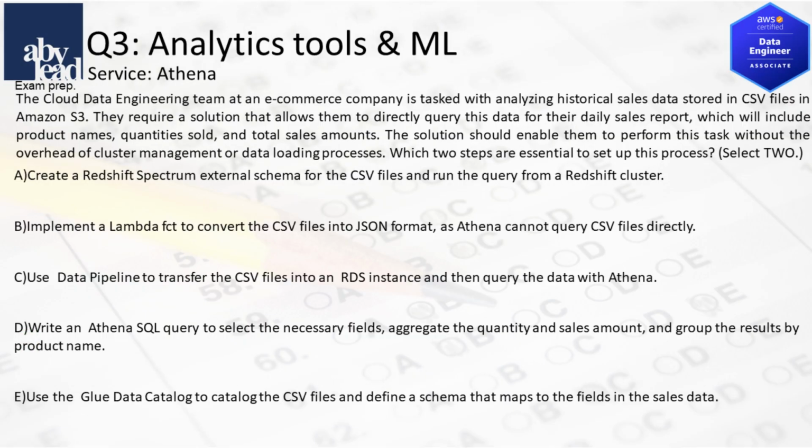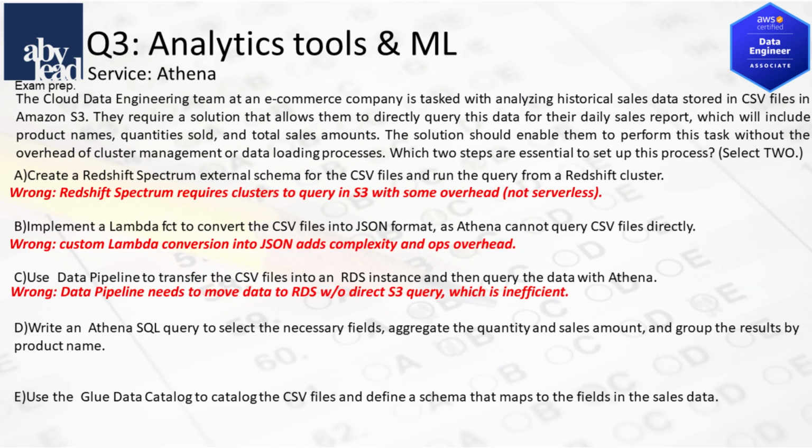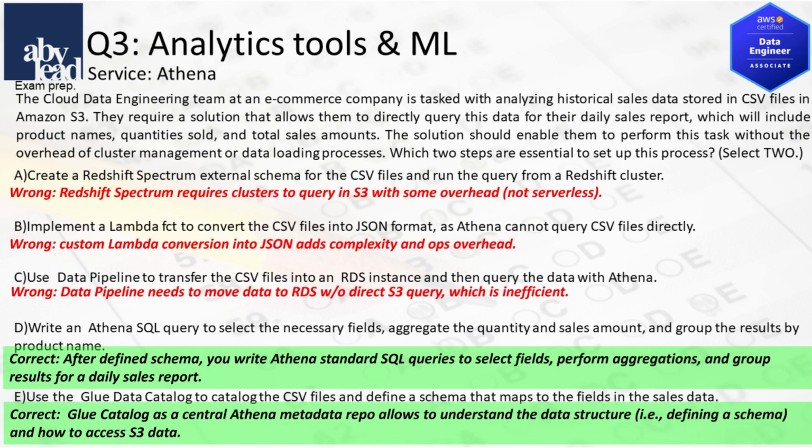Question 3. Operational overhead isn't allowed to analyze historical CSV files in S3. Redshift with Spectrum integration, customized Lambda, and data pipeline to move data mean unnecessary operational interventions. But with Glue Catalog, you define schemas for Athena SQL queries in S3 to select fields, perform aggregations, and group results for a daily sales report.